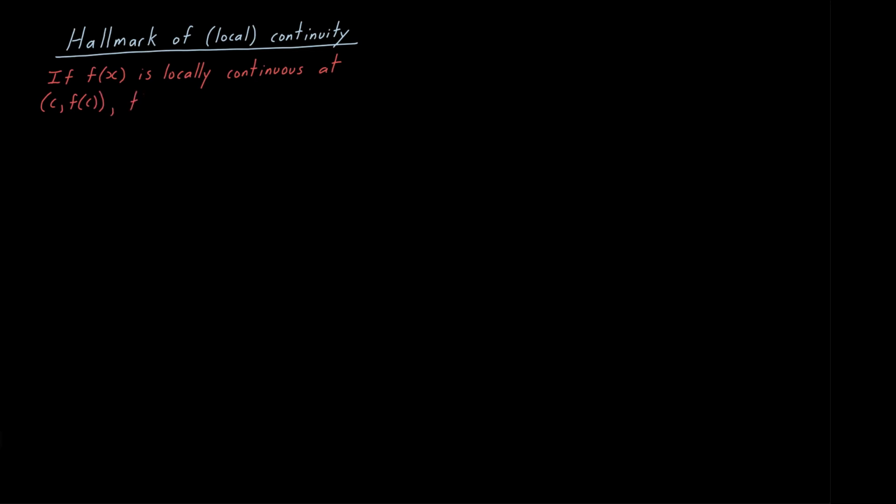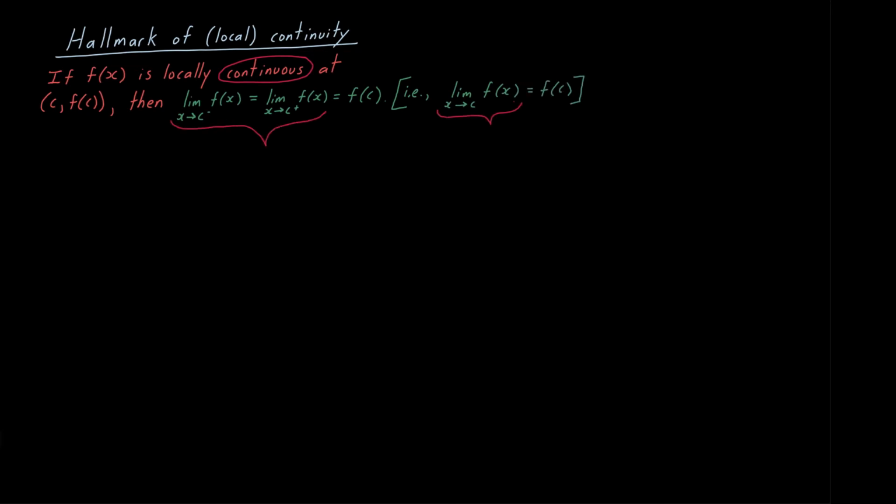As it turns out, this limit definition of continuity gives us a really easy way to calculate many limit values without having to graph anything at all. The thought process here begins again with a hallmark of continuity, which is that the two limit values, left and right, equal the function value, which of course is the same thing as saying that the overall limit value of a locally continuous function equals the function value.